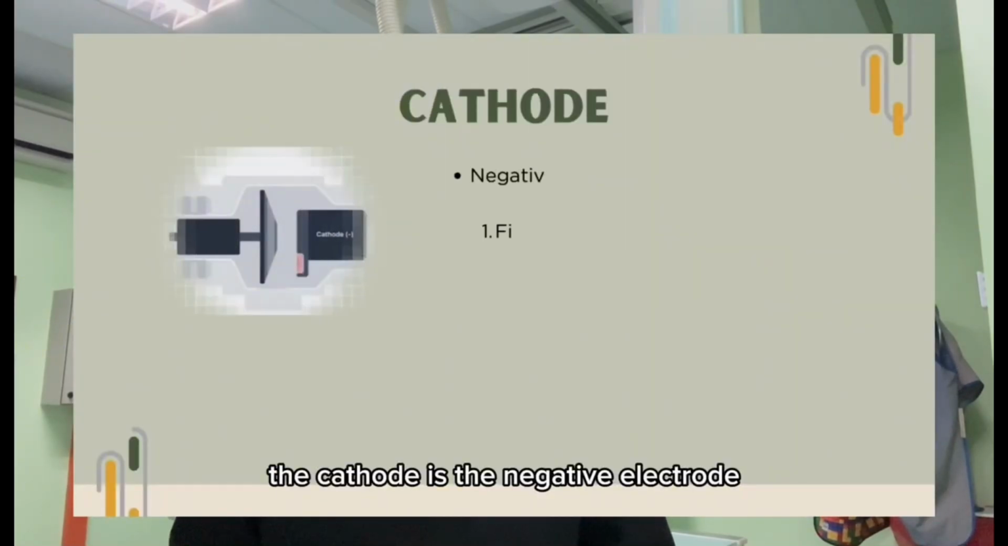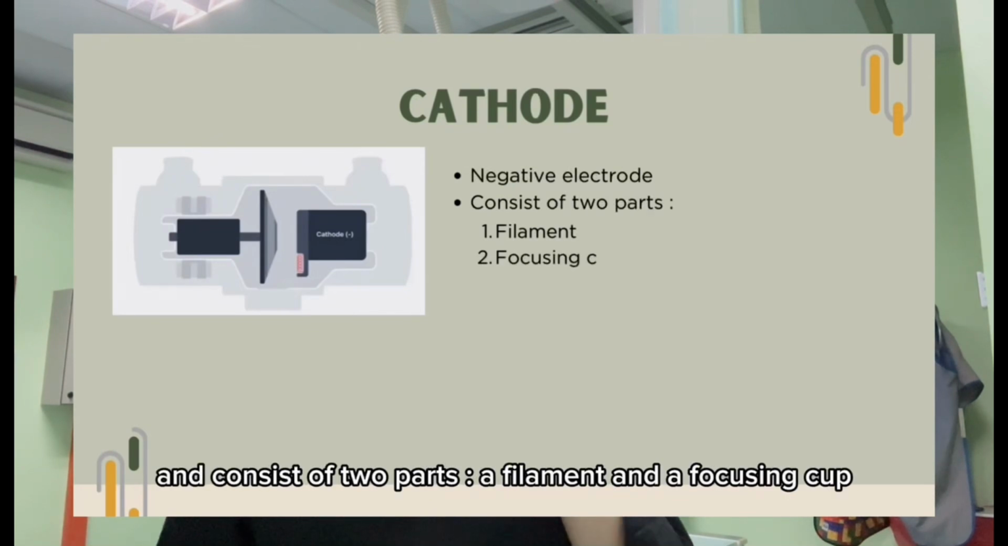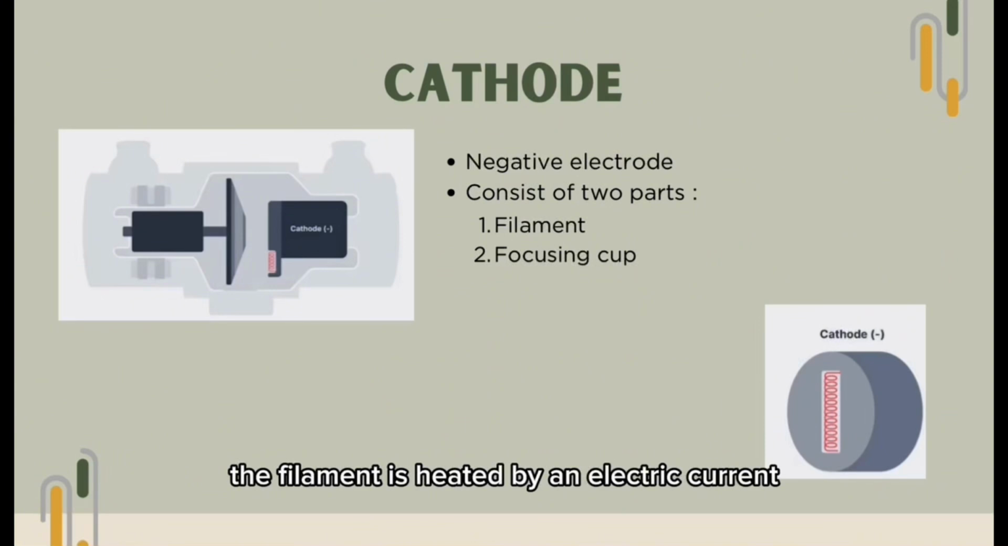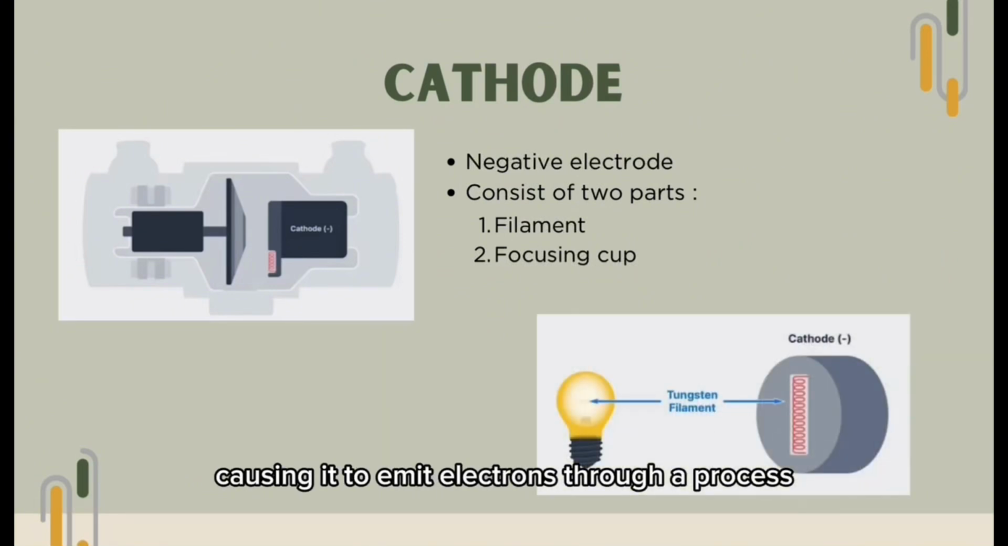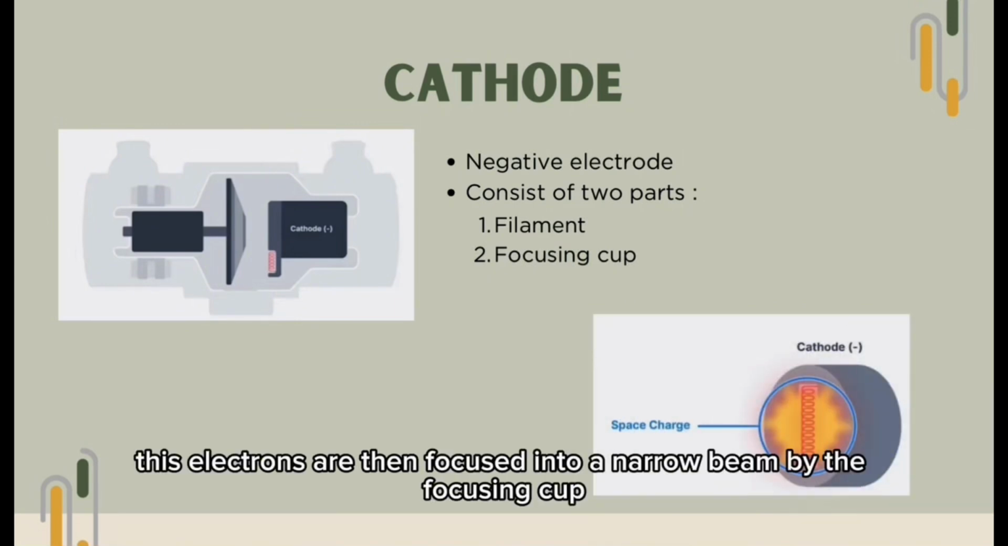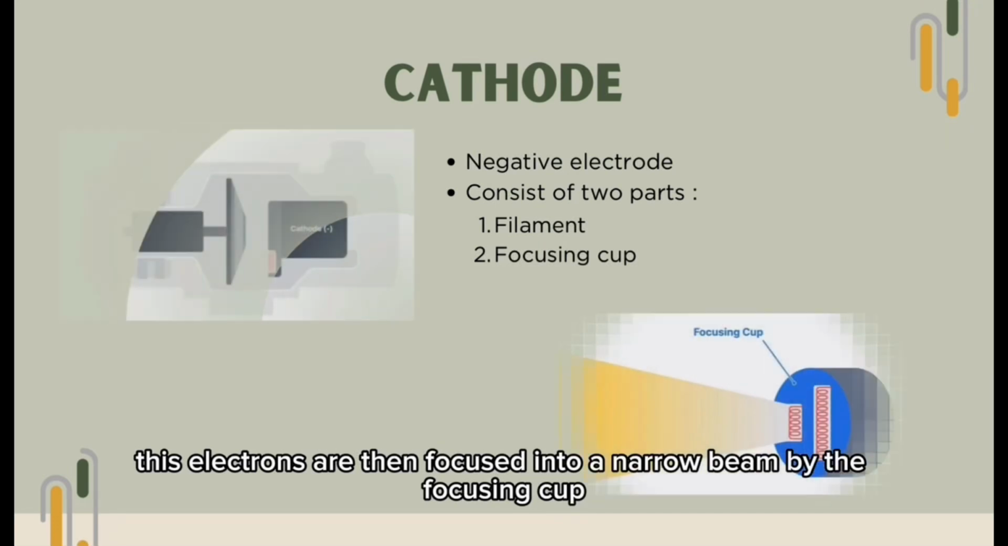The cathode is the negative electrode and consists of two parts, a filament and a focusing cup. The filament is heated by an electric current, causing it to emit electrons through a process called thermionic emission. These electrons are then focused into a narrow beam by the focusing cup.